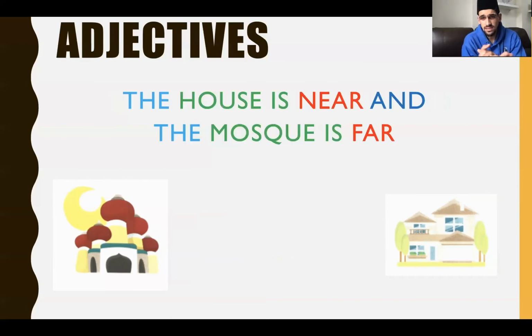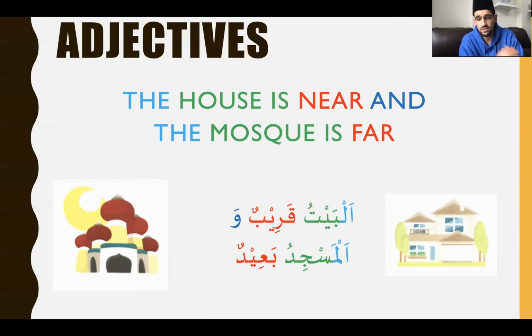So the house is near and the mosque is far. So again, new words here, the house, the mosque, near and far. So now let's try to learn those words. Maybe you've known them before, maybe you've seen them before but never knew what they were. So house, baytun, mosque, masjidun, al-baytu and al-masjidu. So now let's learn the full thing. Al-baytu qaribun wal-masjidu ba'idun. Al-baytu qaribun, the house is near. Wal-masjidu ba'idun, and the mosque is far.